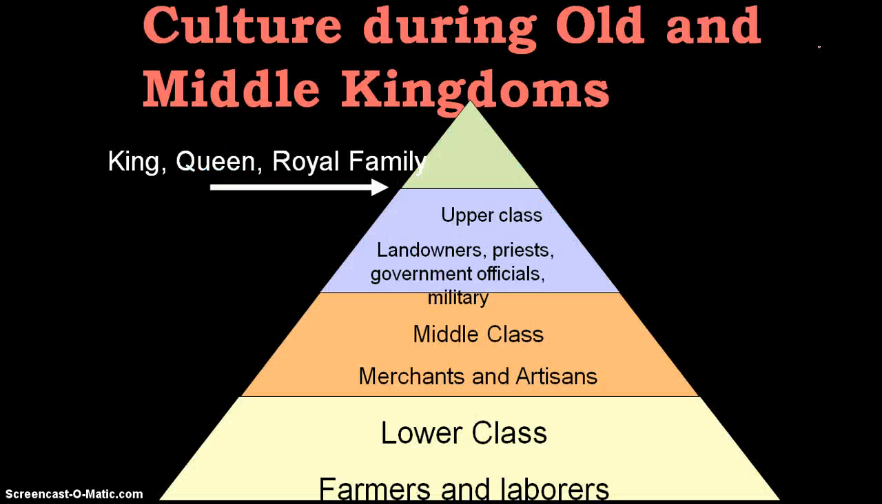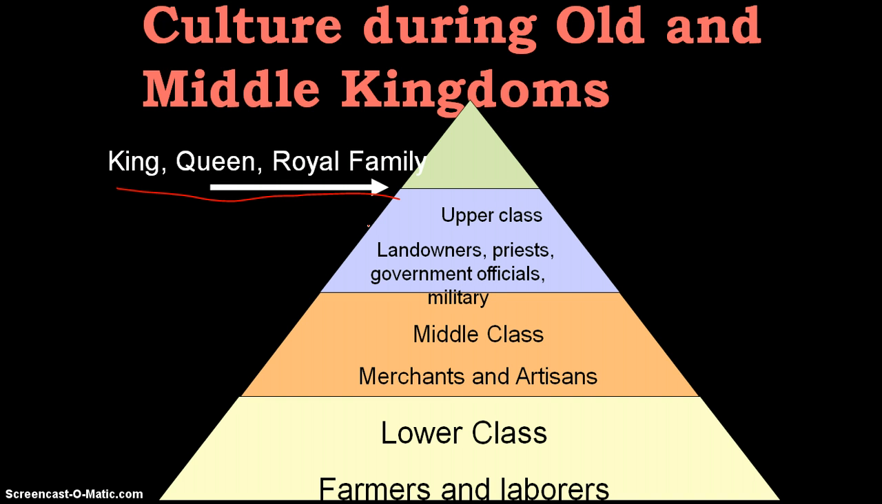Alright, the culture during the Middle Kingdom. Remember, whenever we talk about the social structure of a civilization, we're always going to use a pyramid like this. Right? So you have the king and the queen, right? The royal family, the pharaohs up here. And then you have the upper class. These would be the landowners or the priests and government officials. And then the military, being part of the middle class.